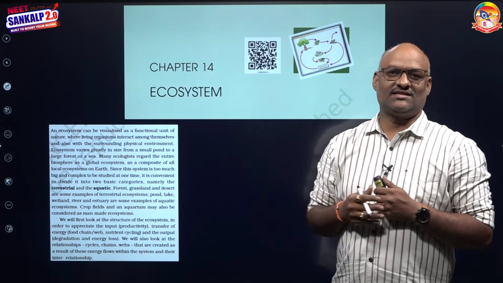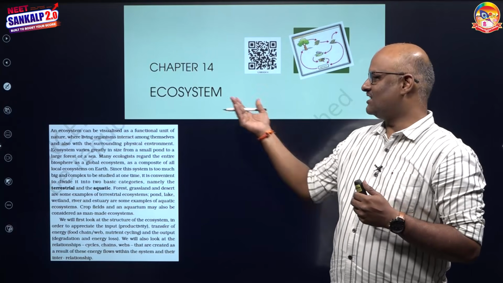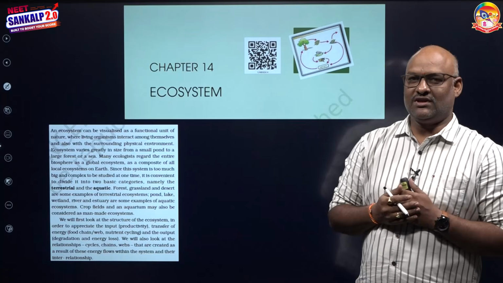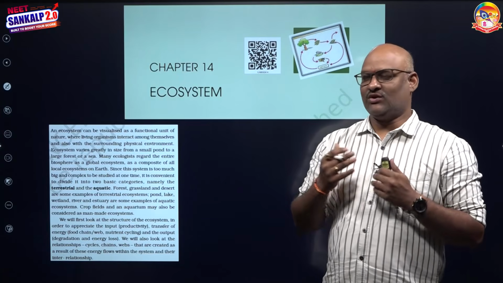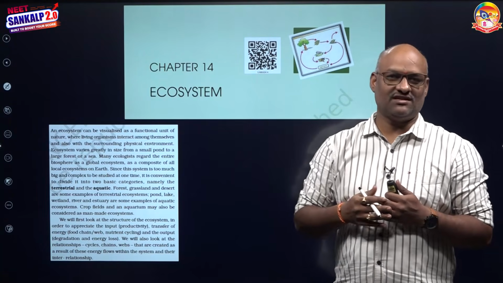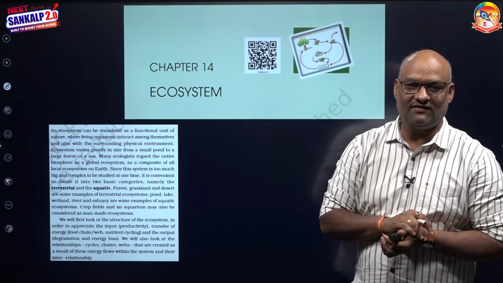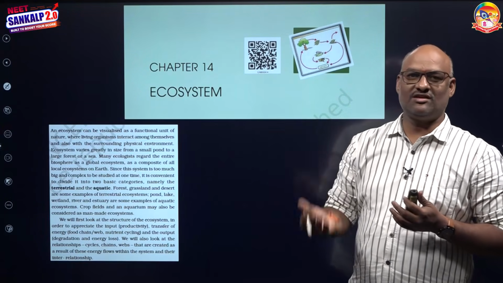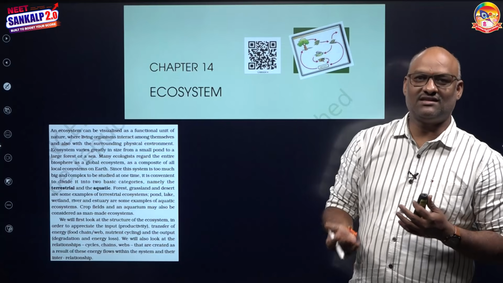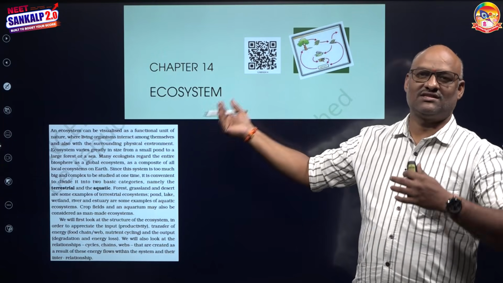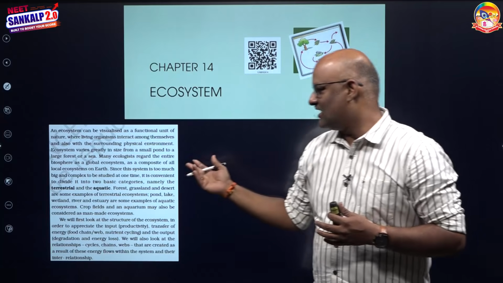Now, in today's topic, we are discussing the ecosystem, chapter number 14. So, what is meant by an ecosystem? Ecosystem is the functional unit of nature where the organisms interact with their biotic and abiotic factors. How do these organisms interact with all the biotic and abiotic factors? Where do these interact? All these things we are going to discuss in this particular chapter, which is called ecosystem.